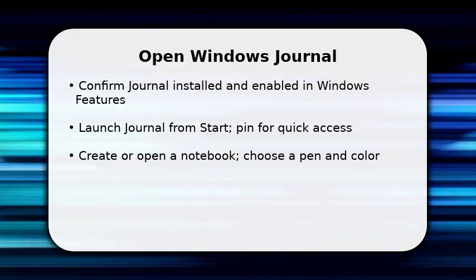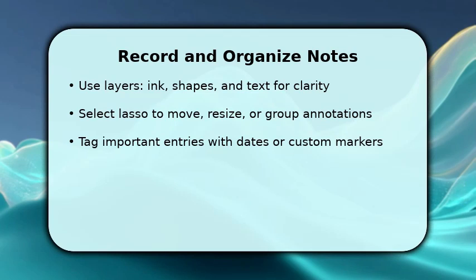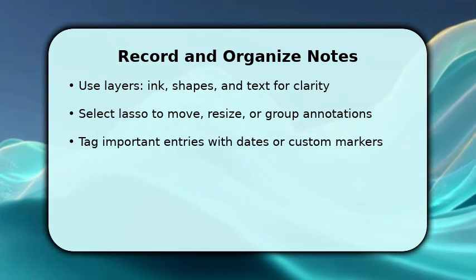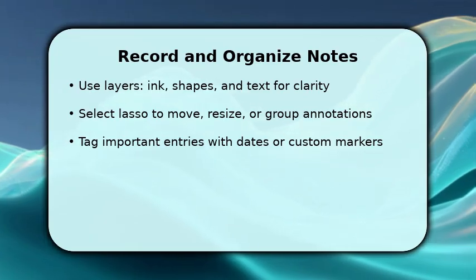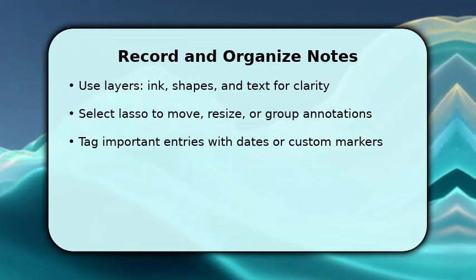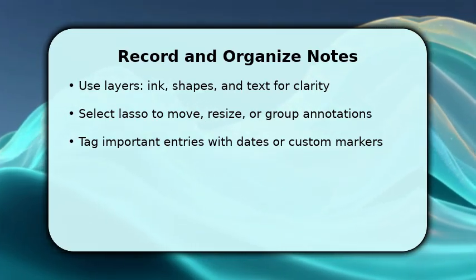While you begin writing, keep strokes deliberate. Journal captures pressure and tilt differently depending on pen settings. Now continue by combining freehand ink with text boxes and built shapes for structure. Use the lasso selection to move, resize, or group related strokes. Once grouped, you can drag entire sections between pages.